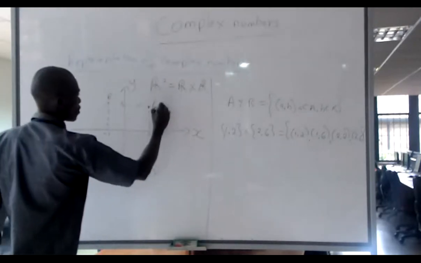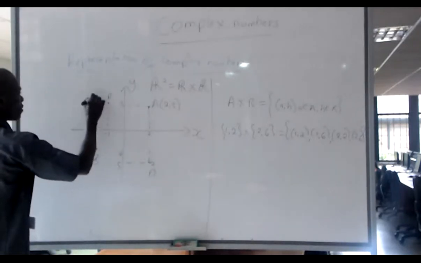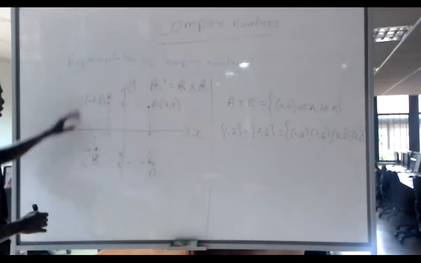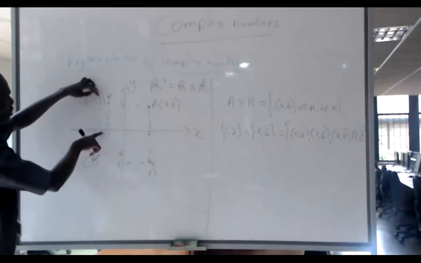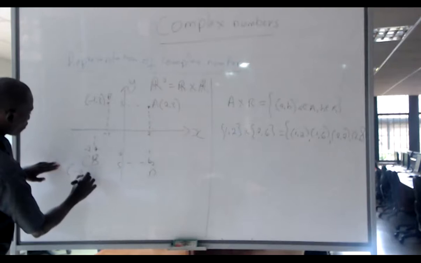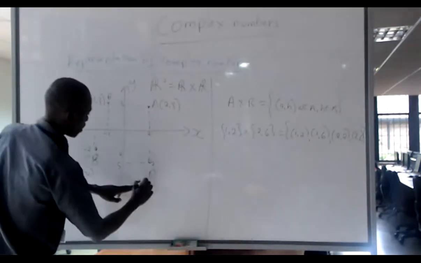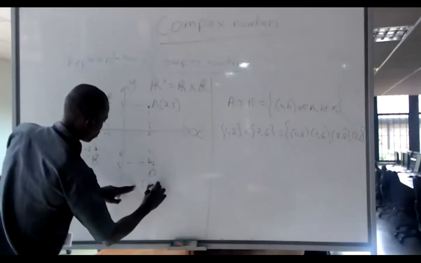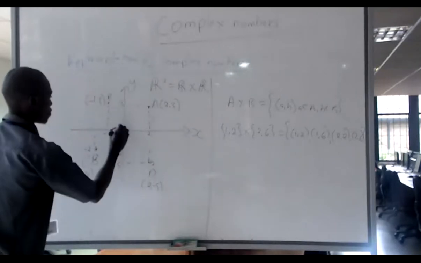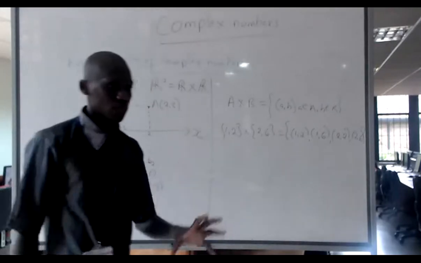So the point A will have coordinates (2, 3). The point B will have coordinates (-1, 3), so -1 is the x coordinate, 3 is the y coordinate. The point C will have (-4, -4). And then the point D will have (2, -5). And 0 is at the origin. This is how you represent coordinates in the Cartesian plane.